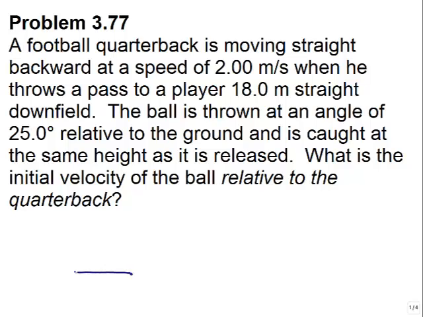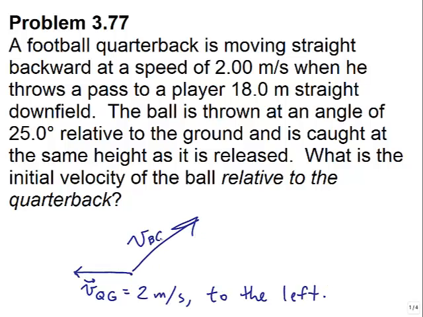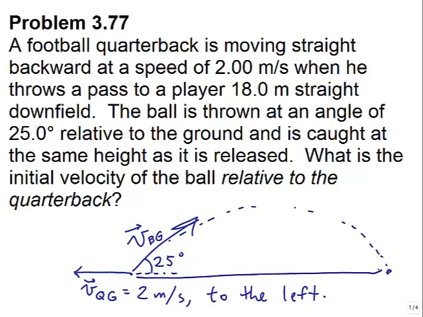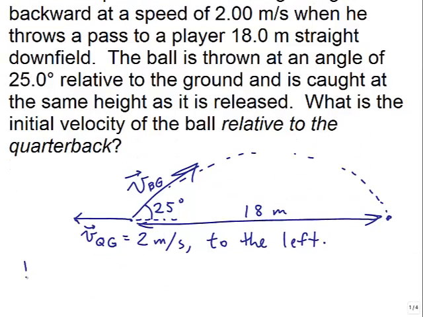So here's the velocity of the quarterback going backwards. That's relative to the ground. That's 2 meters per second to the left. And we'll draw the velocity of the ball. It's up and to the right, 25 degrees above the horizontal. And the path of the ball will be up a parabola, and it'll go a distance of 18 meters before it's caught at the same height. So that's the range, 18 meters.